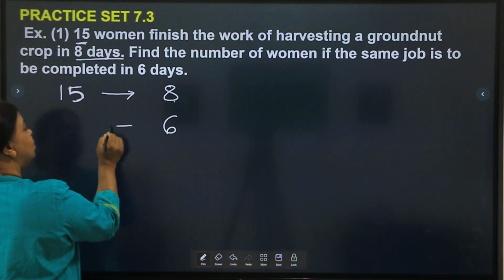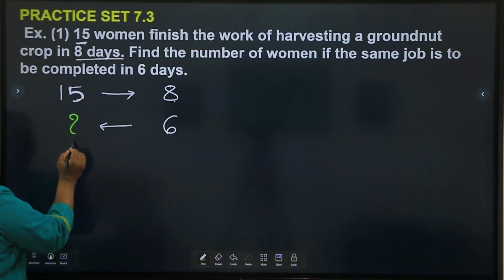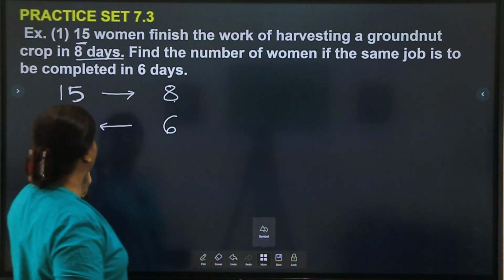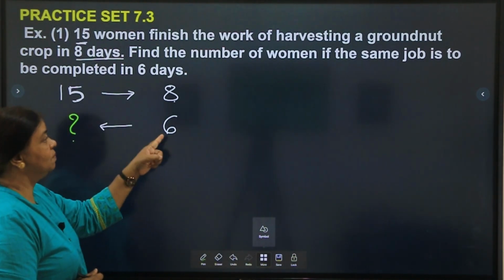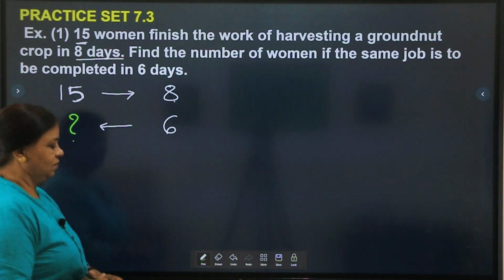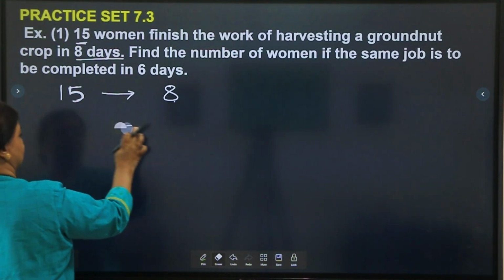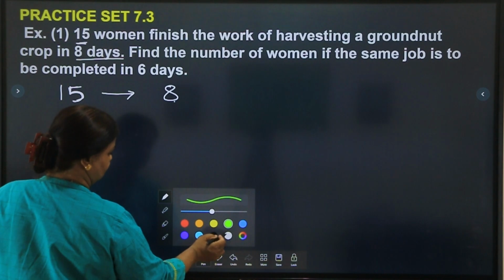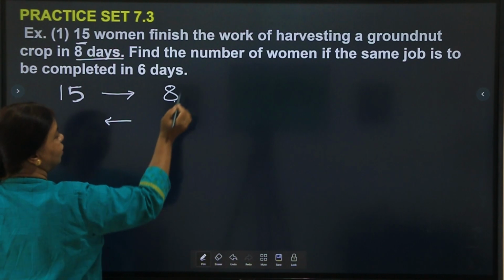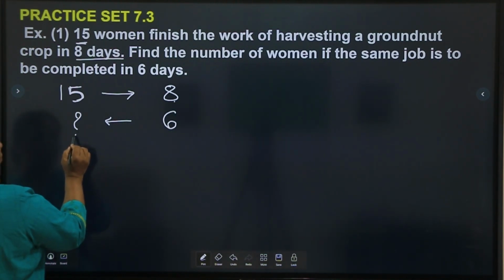Now, how many women would be required if the job is to be completed in 6 days? Clear? Okay, I repeat again. How many women will be required if the job is to be completed in 6 days? So, this is the one which we want to find out.